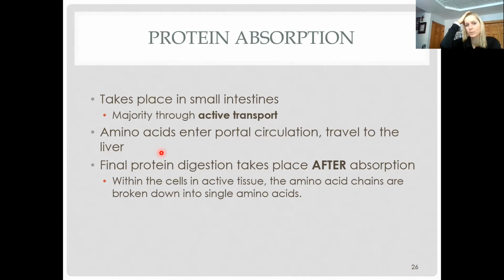But actually, our final protein digestion is going to take place after absorption. Within the cells of the active tissue, those amino acid chains can be broken down into single amino acids. Think about building things within the body. We want to get those molecules into the cell and then decide what exactly we need from those molecules. So we're going to wait until they get to the cells, until those amino acid chains are totally broken down into the single beads that we mentioned.